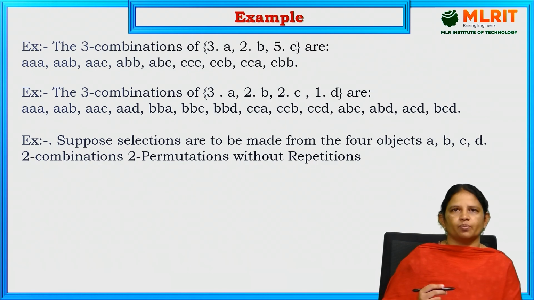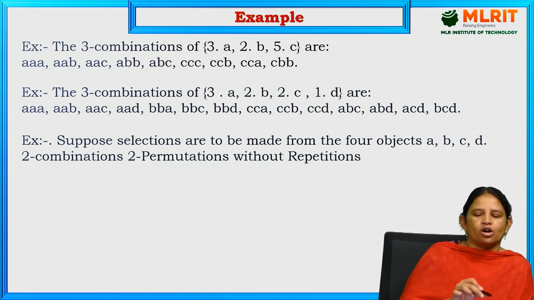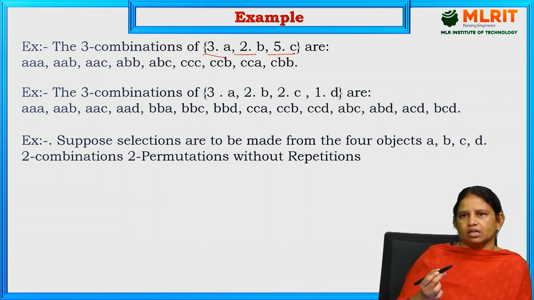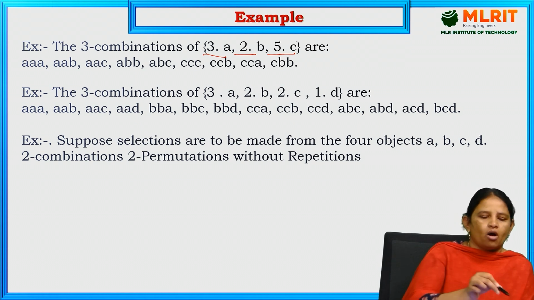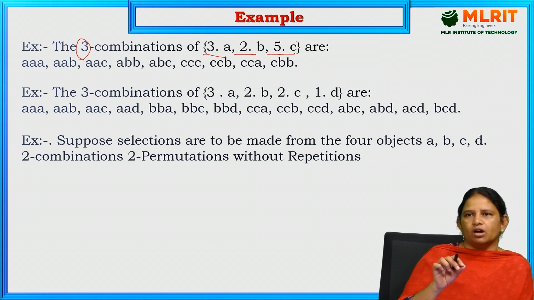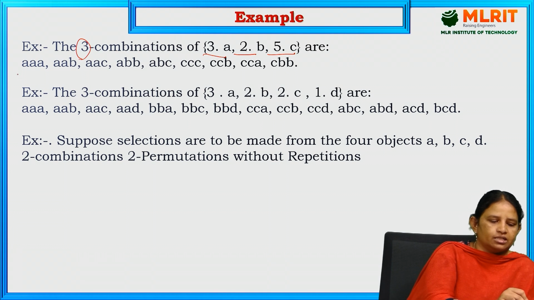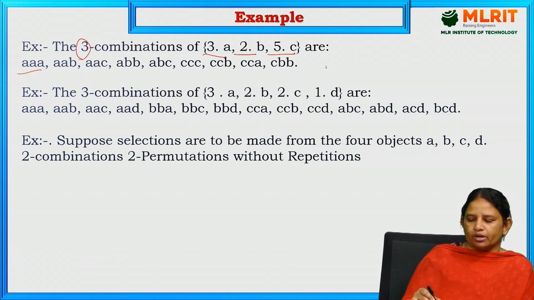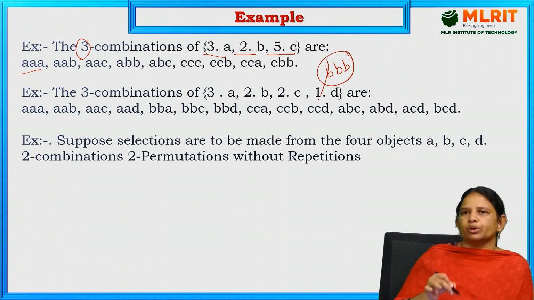Now consider one more example. How many combinations are possible with 3 A's, 2 B's and 5 C's? There is a limitation. You can use a maximum of 3 A's only, a maximum of 2 B's and 5 C's. How many combinations for each word? Each word consists of only 3 letters. First one is AAA. But don't write BBB, because a maximum of only 2 B's is permitted.